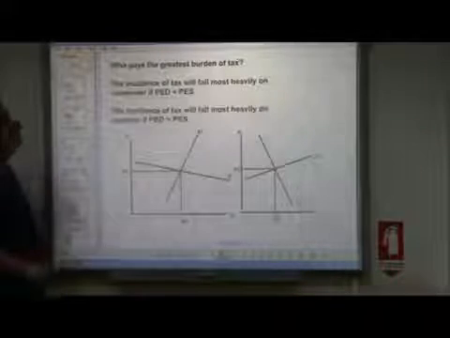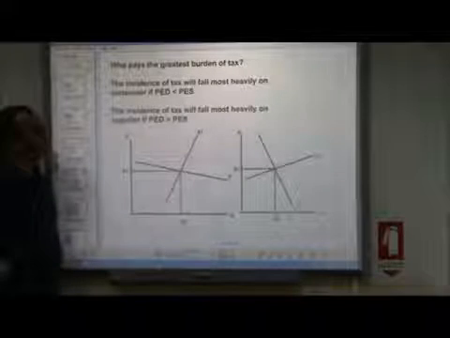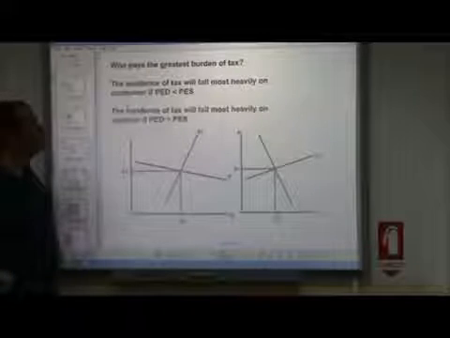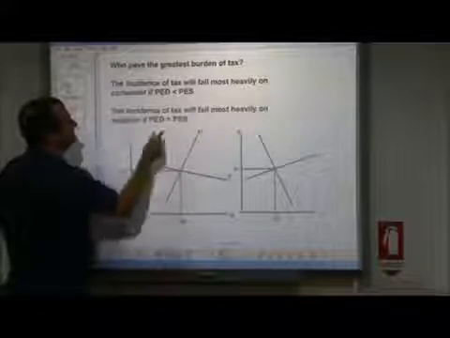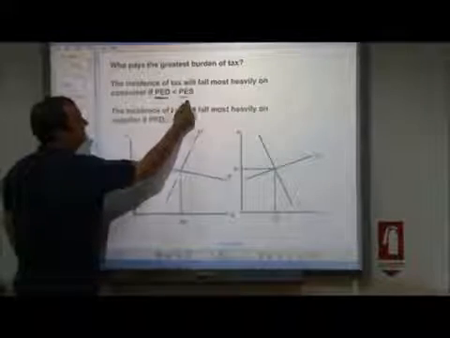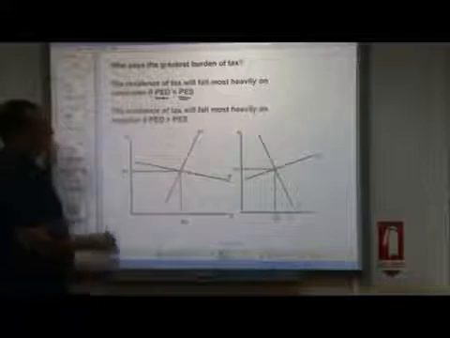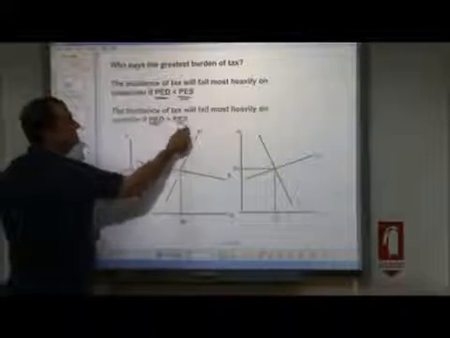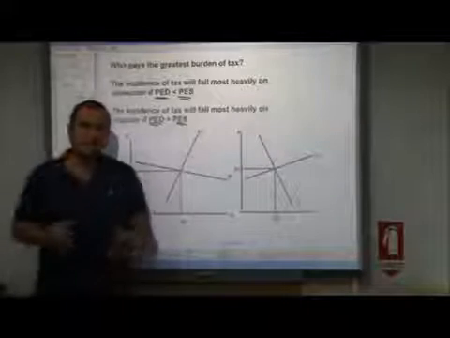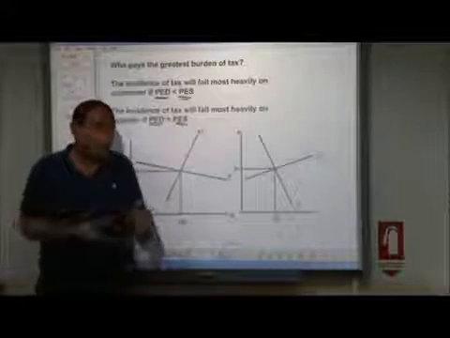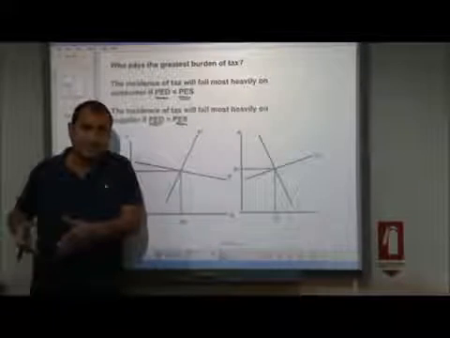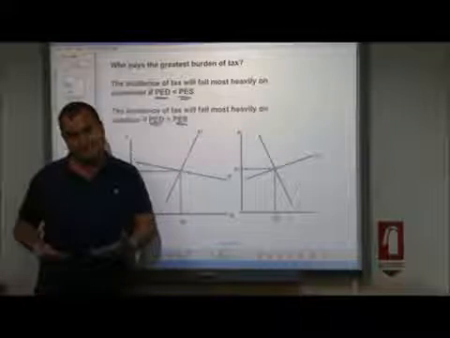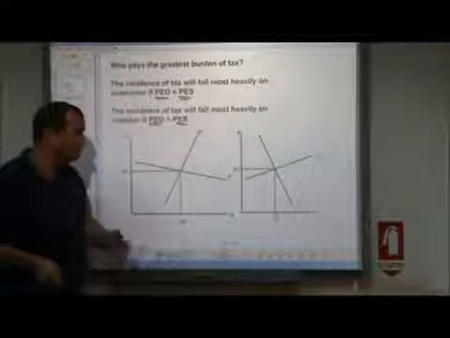Right. So who pays the greatest burden of tax? The incidence of tax will fall most heavily on consumers if the PED, the elasticity of demand, is less than the elasticity of supply. But the incidence of tax falls mostly on the supplier if the elasticity of demand is greater than elasticity of supply. It's kind of like a battle between the two elasticities. The consumer's demand elasticity or the producer's supply elasticity. And whichever elasticity is more elastic, that group pays less tax than the other group. Is that confusing? Let's have a look at it.